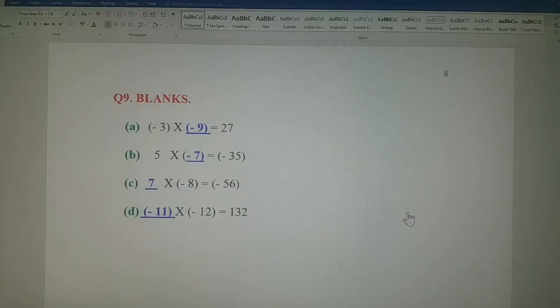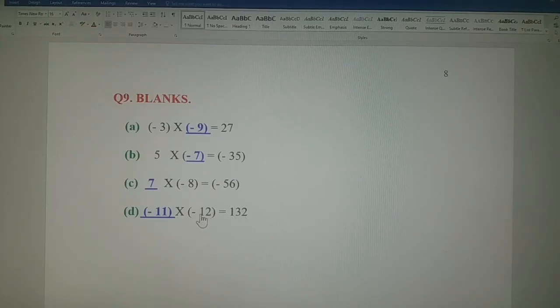12 11s are how much? 12 11s is 132. 12 12s are 144. The required answer is 132. So 12 11s are 132. We can find out by calculating in the rough column. Now here positive 132 we need.